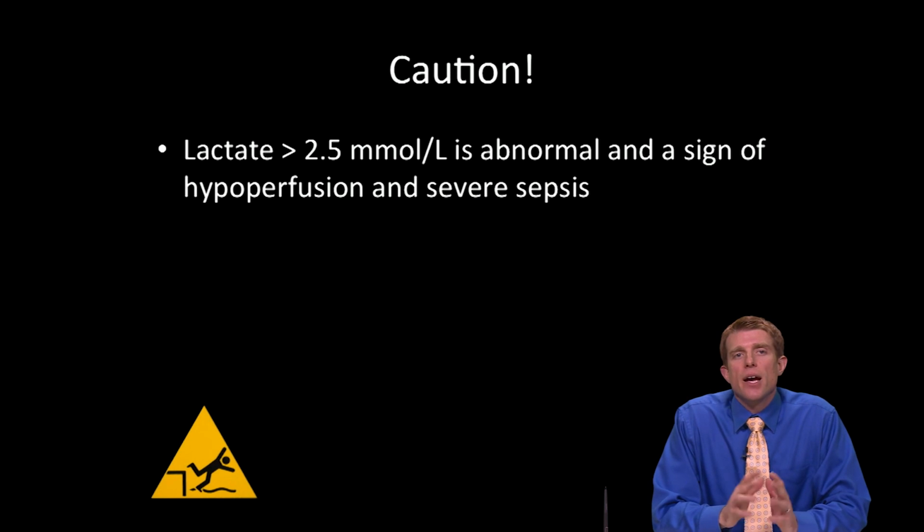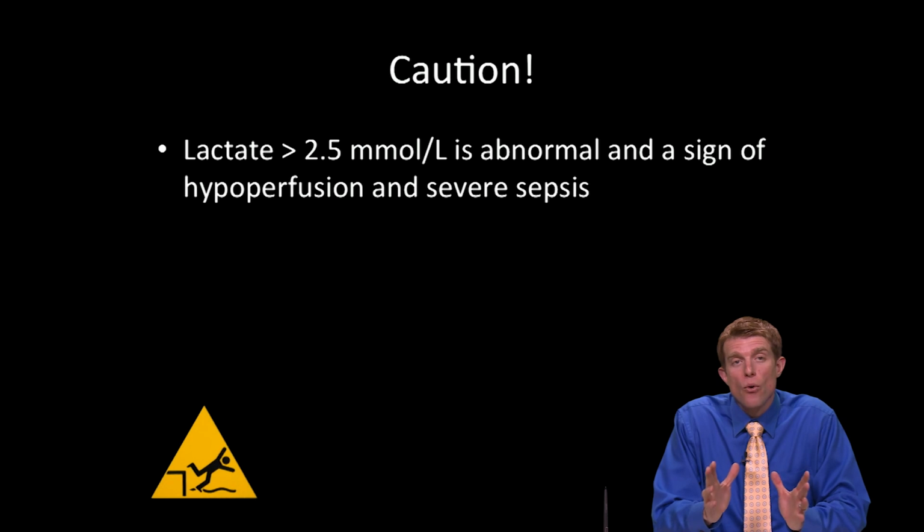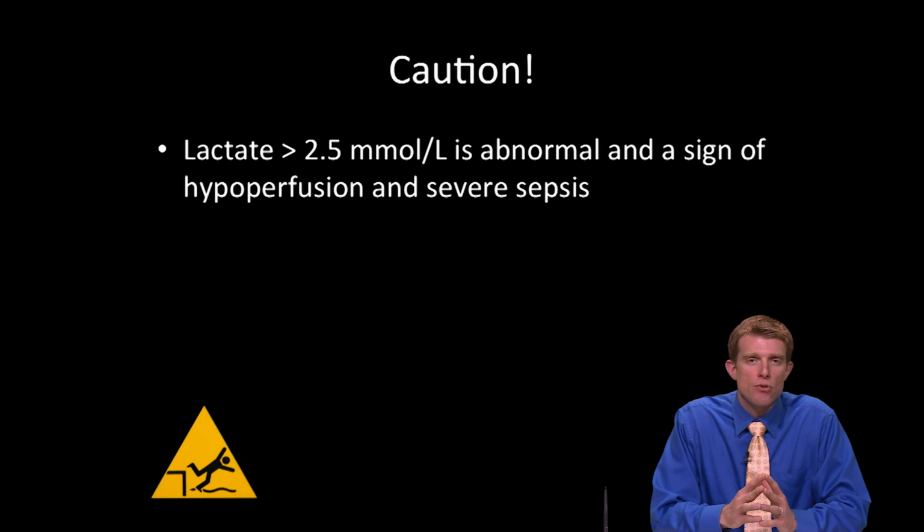However, a lactate is abnormal at any point greater than 2.5 in most patients, okay? And so if a patient is in that 2.5 to 4 range, that's still abnormal. That's still a sign of hypoperfusion and severe sepsis. It is not a marker that the patient has a dramatically elevated mortality risk like it would be if the lactate was over 4, but we don't want to consider that normal, and it's something we should still follow.